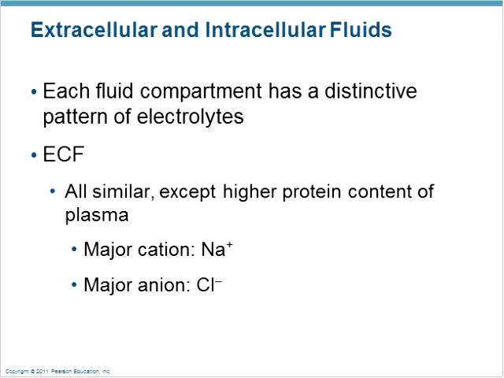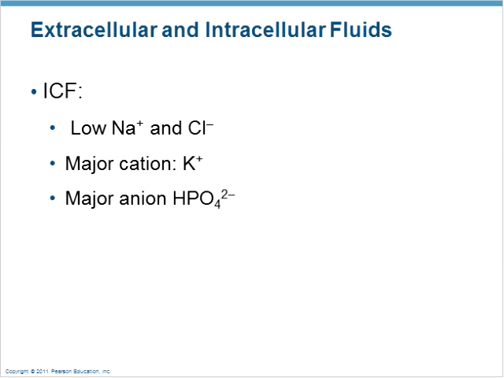Each fluid compartment has a distinctive pattern of electrolytes. The extracellular fluids are all similar except for the higher protein content in the plasma. The major cation of the extracellular area is sodium, and the major anion is chloride, sodium having one positive charge and chloride having a negative charge. In the intracellular fluid, which has a low amount of sodium and chloride, the major cation is potassium, and the major anion is HPO4.